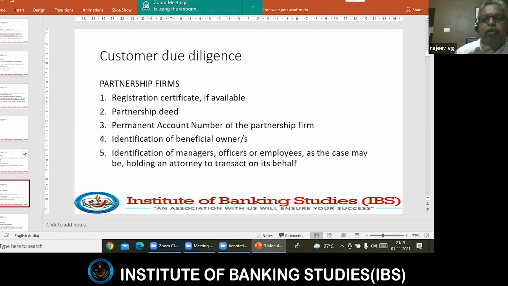Power of attorney means a document that is authorizing that person to operate the account on behalf of the partnership firm. That power of attorney has to be shown to the bank. Normally, the banks will register it in their power of attorney register, and then the original will be given back, retaining a copy with the bank. If it is only for a particular bank, then a certified copy of the power of attorney will be kept with the bank.